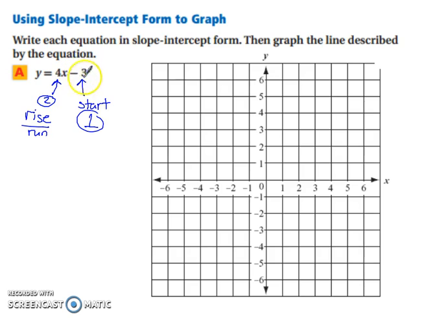So we're going to start at minus 3, and then we're going to rise and run 4. Well, our slope is 4, so to make this a fraction, it's a whole number, so we can put it over 1. So we're going to go up 4: 1, 2, 3, 4, and then go over 1. We can do it again, 1, 2, 3, 4, and over 1, and then we connect it with a line.